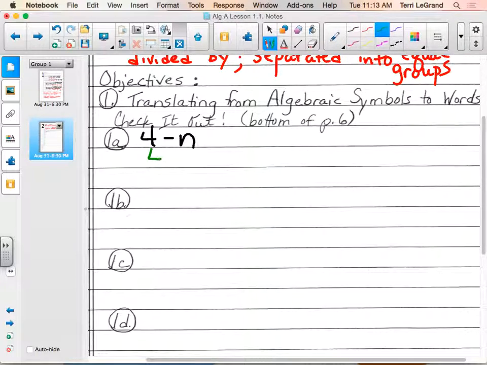4 minus n, there's 1. And that is the exact order we have to put it in. We could not say that n minus 4 is the same thing, because subtraction doesn't let us do that. What's another word phrase we could put? Devante? 4 taken away from n? Do you all agree with that? Is 4 being taken away from n? Or is n being taken away from 4?